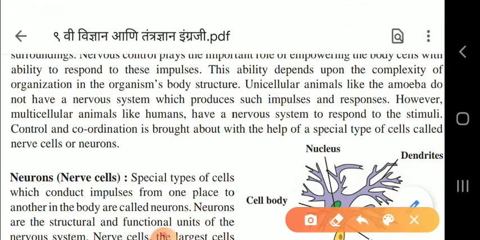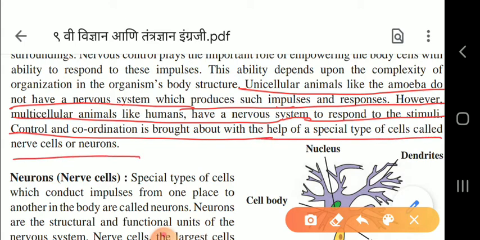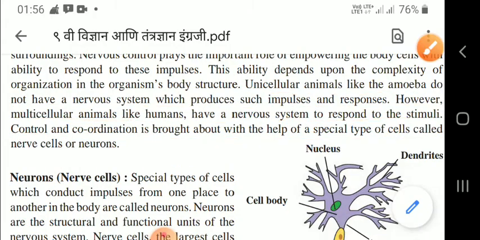So here you have to underline, children, that unicellular animals like amoeba do not have a nervous system which produces such impulses and responses. However, multicellular animals like humans have a nervous system which responds to stimuli. Control and coordination is brought about with the help of a specific type of nerve cells, also called neurons. So we'll now study about the neurons.